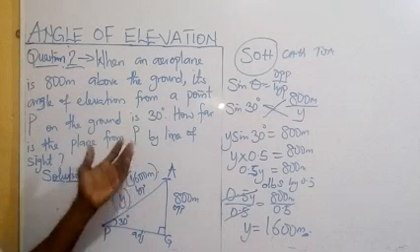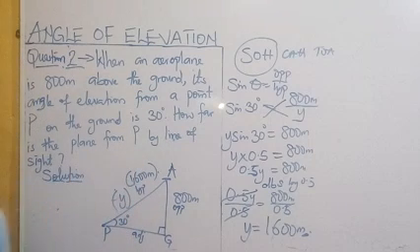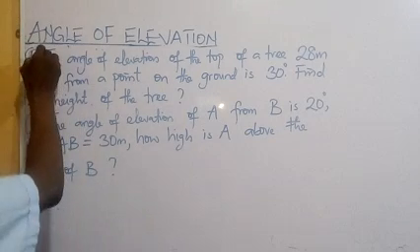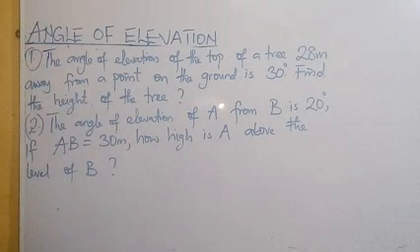All right, let me give you a few questions on the board so that you can also practice at home. Solve the following questions on the board. Number 1, the angle of elevation of the top of a tree 28 meters away from a point on the ground is 30 degrees. Find the height of the tree.